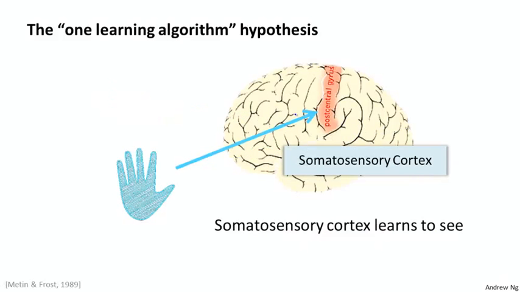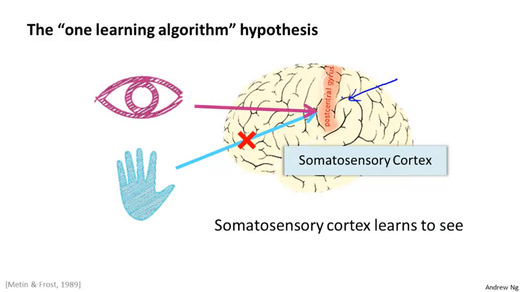Here's another example. That red piece of brain tissue is your somatosensory cortex. That's how you process your sense of touch. If you do a similar rewiring process, then the somatosensory cortex will learn to see. Because of this and other similar experiments, these are called neural rewiring experiments, there's this sense that if the same piece of physical brain tissue can process sight or sound or touch, then maybe there's one learning algorithm that can process sight or sound or touch.